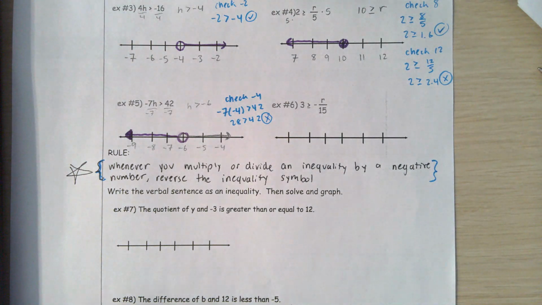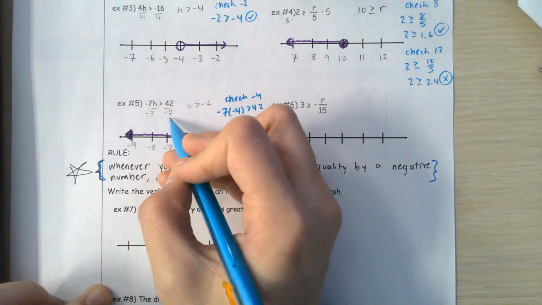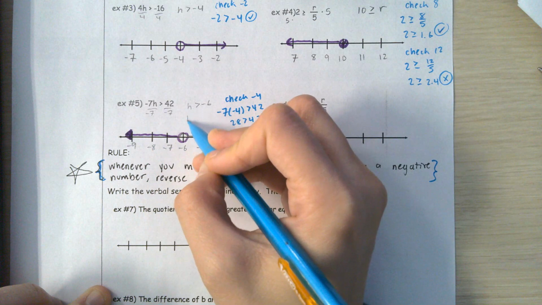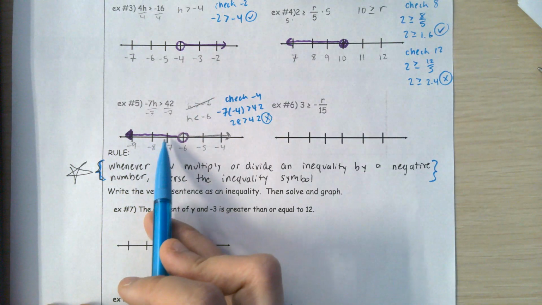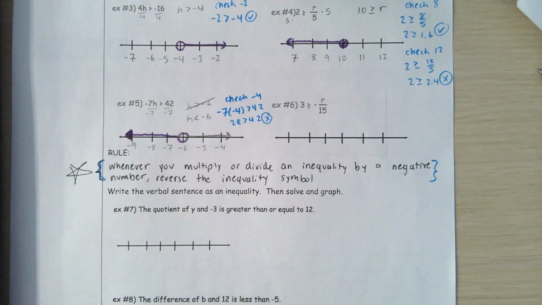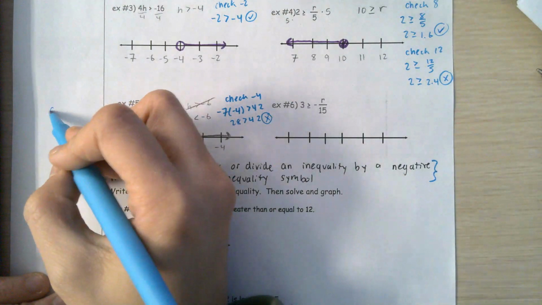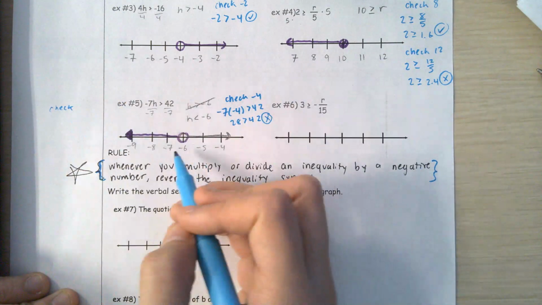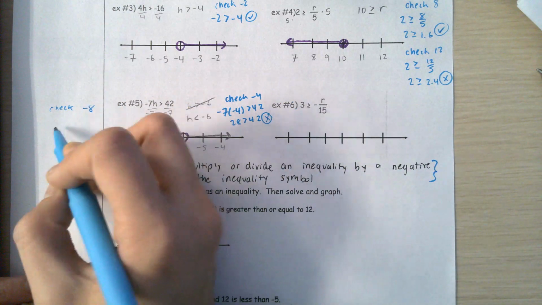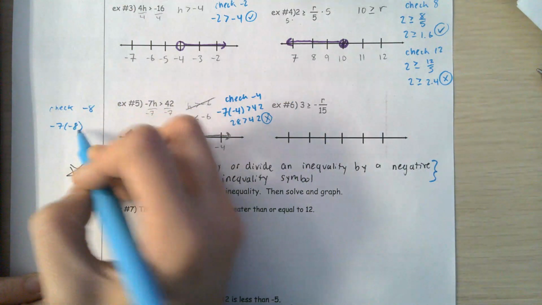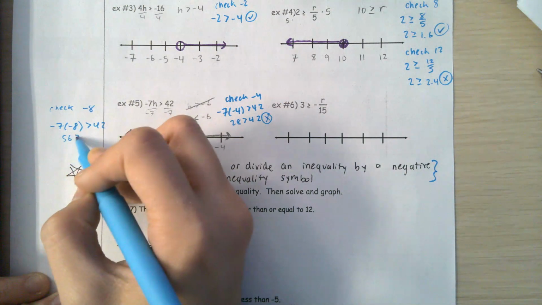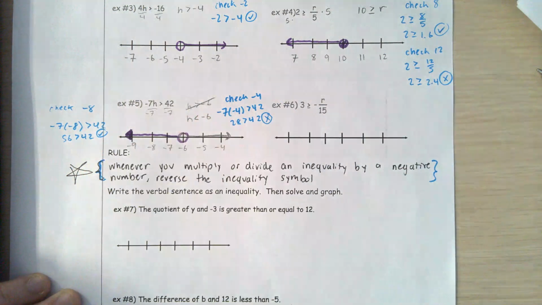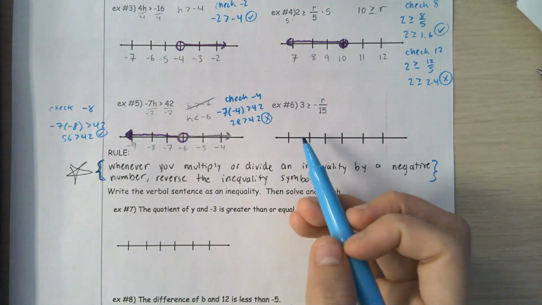Okay, so if we go back here, what we should have done when we divided by -7 is we should have done h is less than -6. And then that would have given us this. And then let's check it again, right? Let's check -8. So -7 times -8 is greater than 42. 56 is greater than 42. So that's correct.